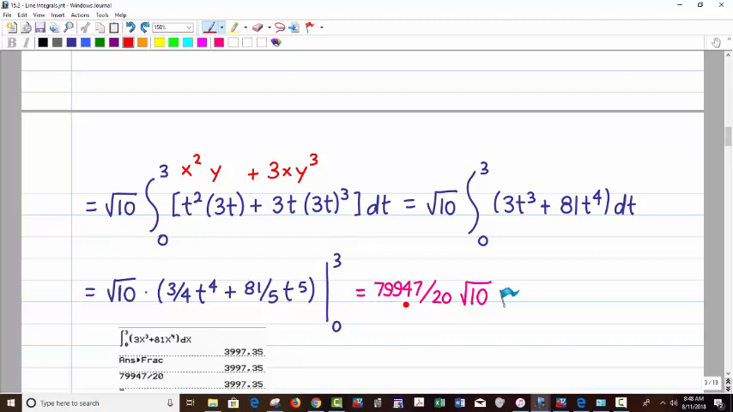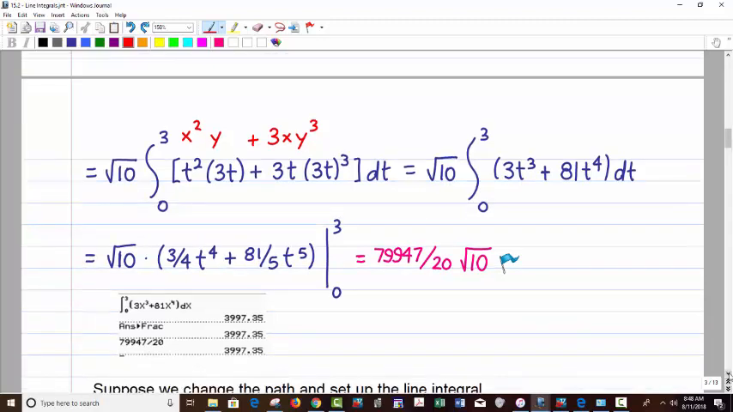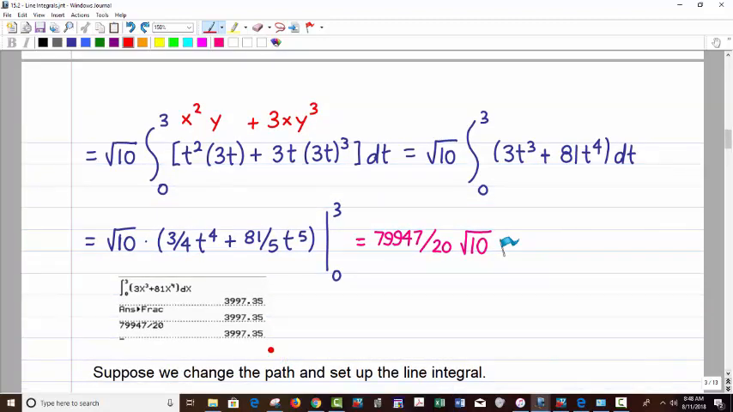So it's 79947 divided by 20 times square root of 10. Now what I'm showing you here without the square root of 10 is that Maple didn't convert this one to a fraction. Sometimes it usually will, it'll convert it when you tell it to, but it didn't for this one. So I used x instead of t, but this integral is just this integral here without the square root of 10.